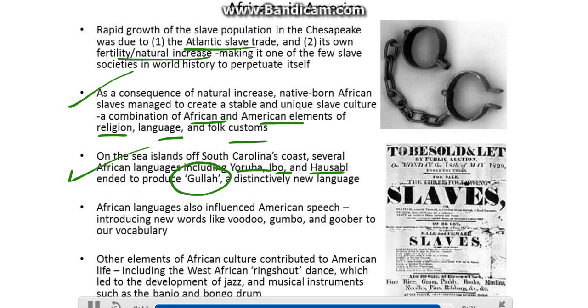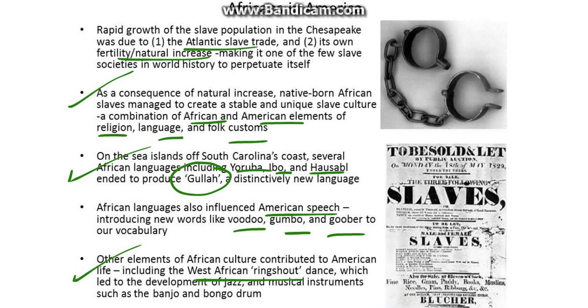a distinctively new language. African languages also influenced American speech, introducing new words like voodoo, gumbo, and goober to our vocabulary. Other elements of African culture contributed to American life, including the West African ring shout dance, which led to the development of jazz and musical instruments such as the banjo and the bongo drum.